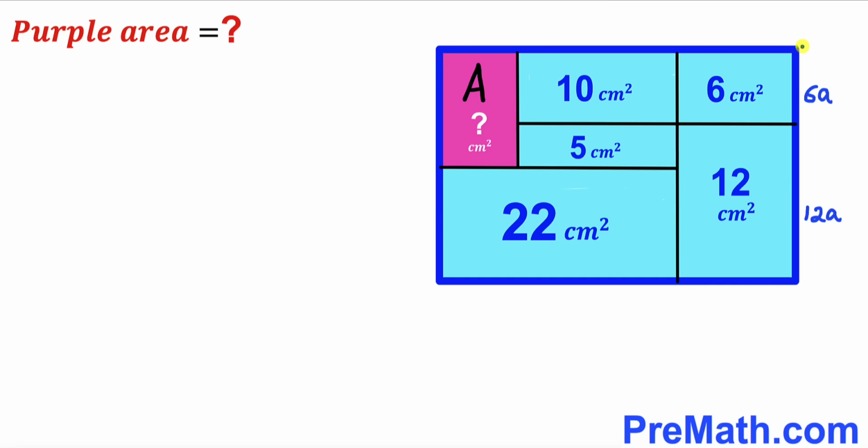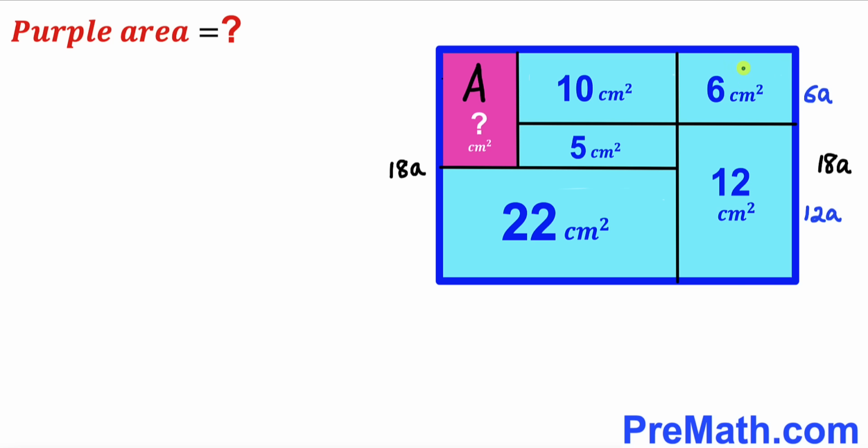So this whole length is going to be 6A plus 12A, which gives us 18 times that constant A. Now we know that this side of this big blue rectangle is equal to this side. We know this side is 18 times A, so this side is going to be 18 times A as well.